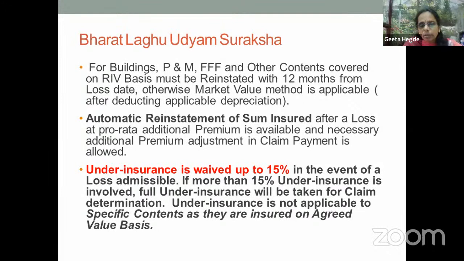Underinsurance is not applicable to specific contents as they are insured on agreed value basis. Which are the specific contents we will see further. So underinsurance is waived for Laghu Udyam and Sukshma policy up to 15%. But if the underinsurance is 16%, then the total underinsurance becomes applicable. So waiver is only up to 15%. If the underinsurance is 16, 17 or 20%, then underinsurance over and above 15% is not applicable, but underinsurance total will become applicable once it crosses 15%.